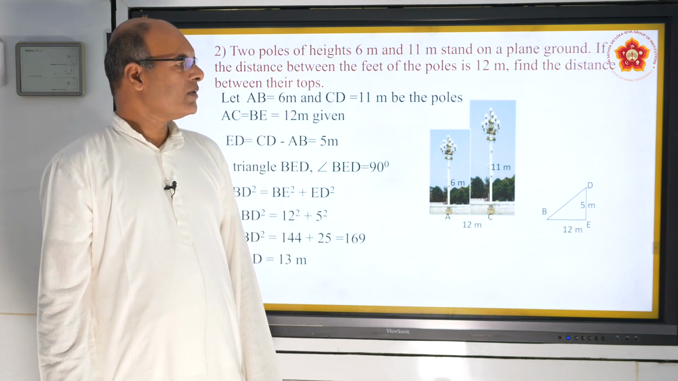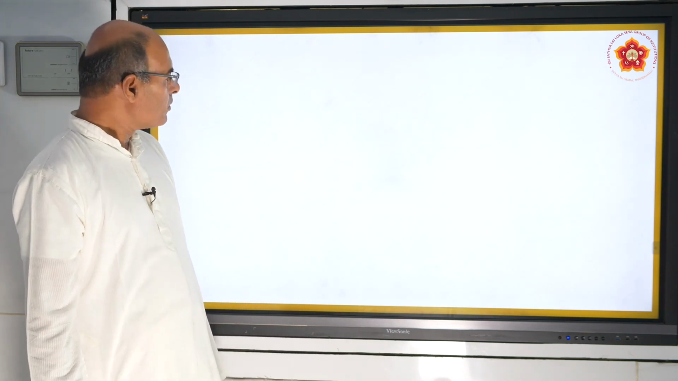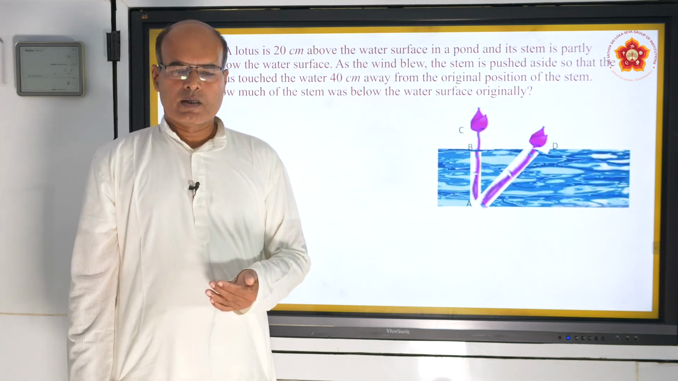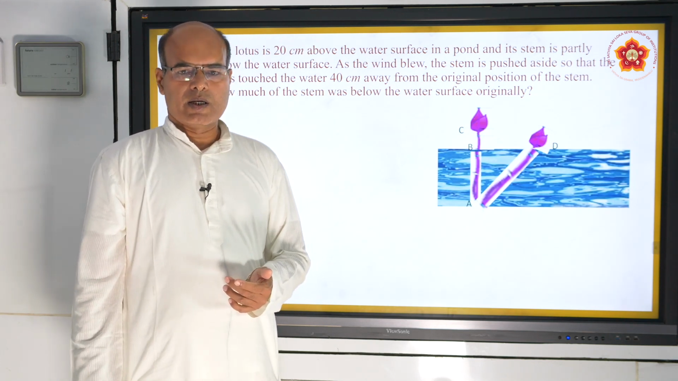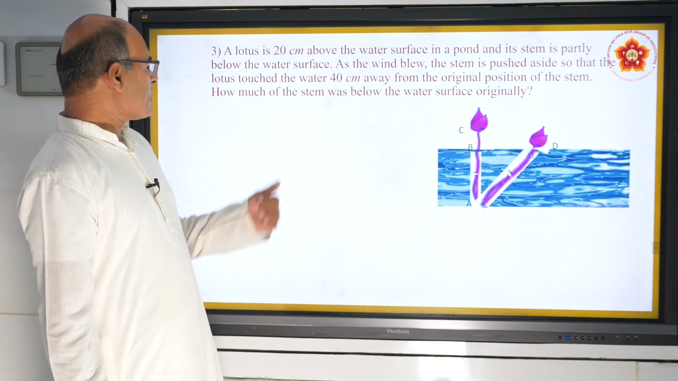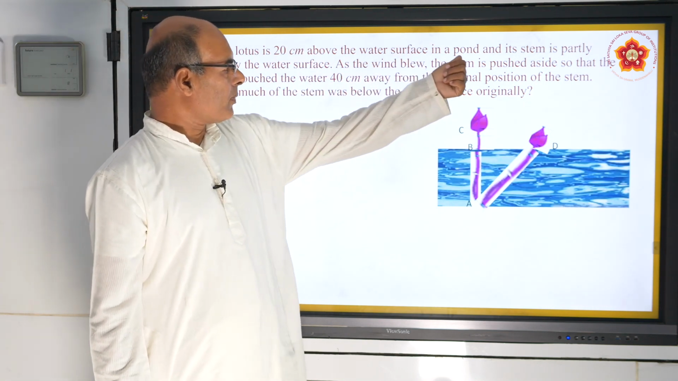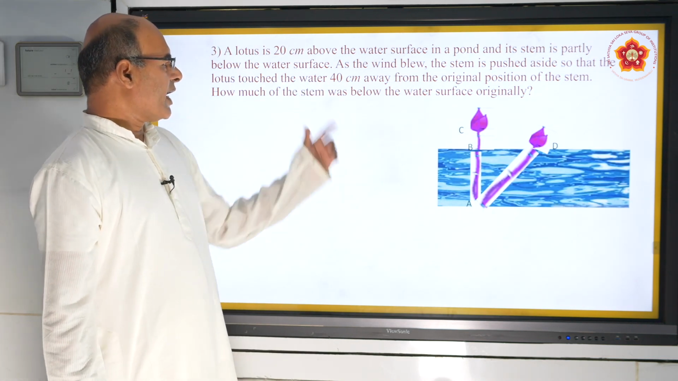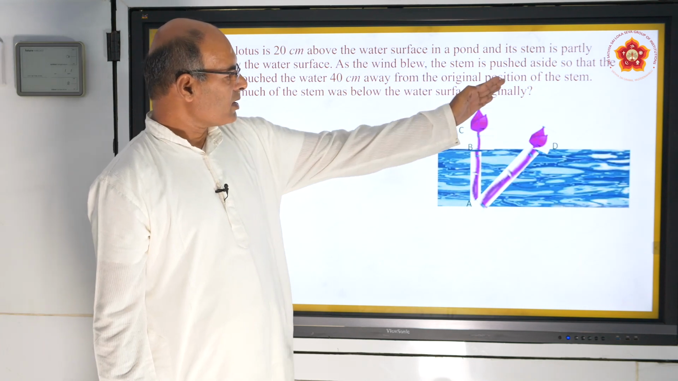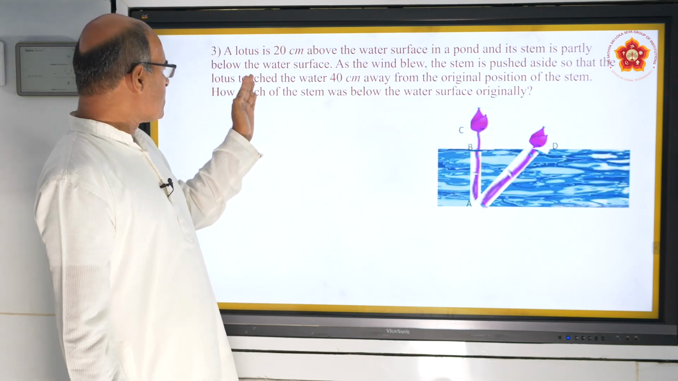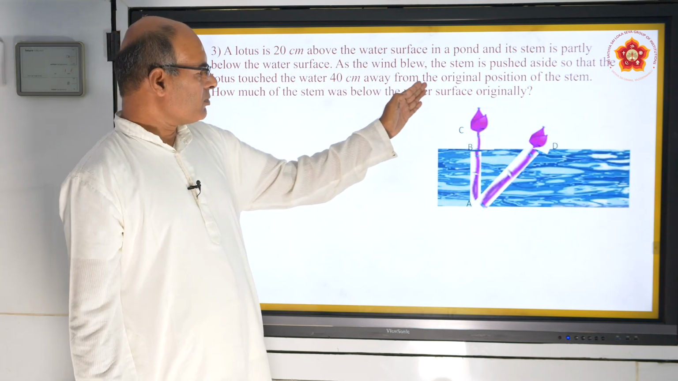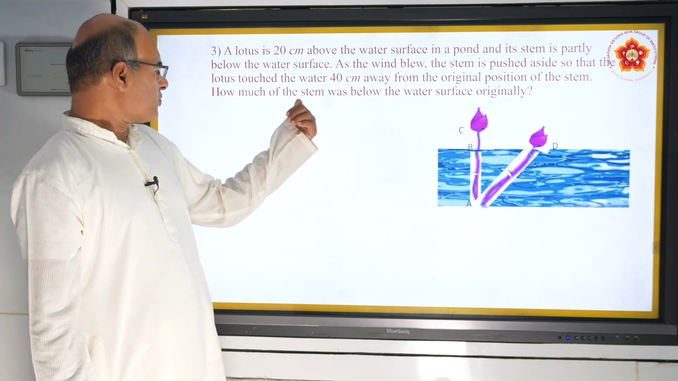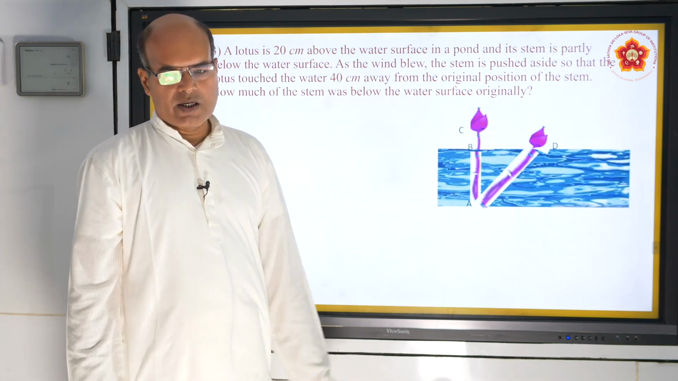Next question. This question is from the Leelavati, a famous book written by Bhaskaracharya. A lotus is 20 centimeters above the water surface in a pond and its stem is partially below the water surface. As the wind blew, the stem is pushed aside so that the lotus touched the water 40 centimeters away from the original position of the stem. How much of the stem was below the water surface originally?